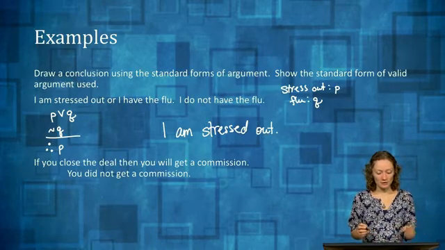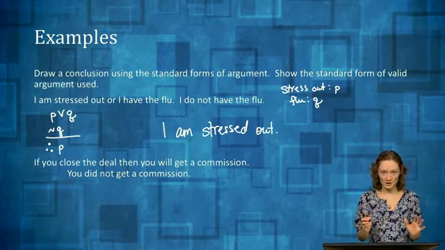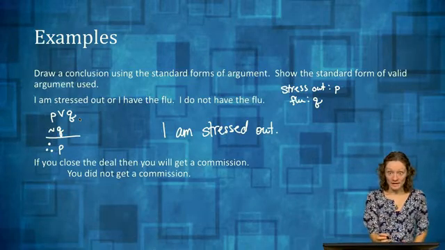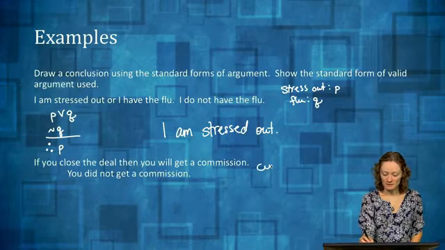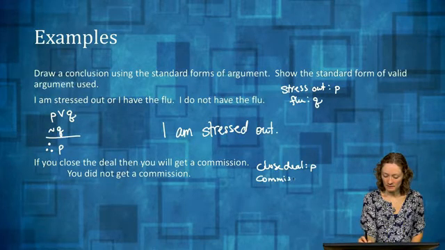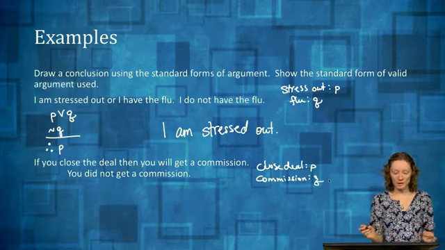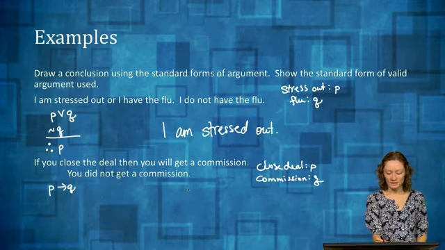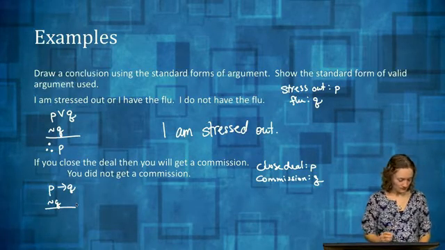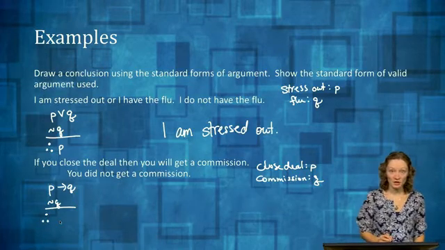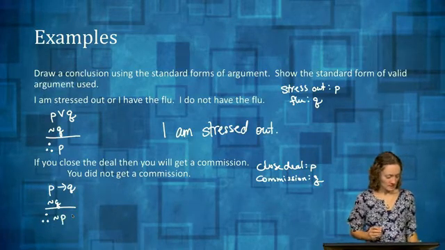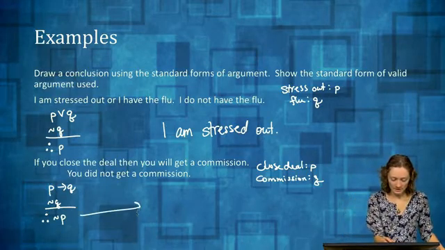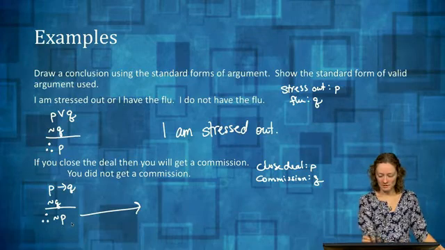Okay, another example. If you close the deal, then you will get commission. You did not get commission. So let's figure out what the standard form of argument would look like. What are the ideas that can be deemed true or false here? Closing the deal, we'll call that P. And commission can be Q. So premise 1, if you close the deal, then you get commission. If P, then Q. You did not get commission, so negation Q. The standard form of argument says the conclusion we can draw is negation P. So ultimately, negation P, you did not close the deal.